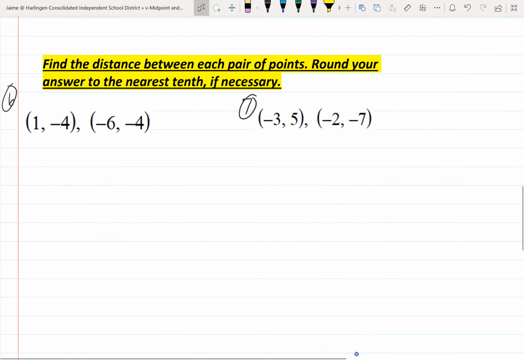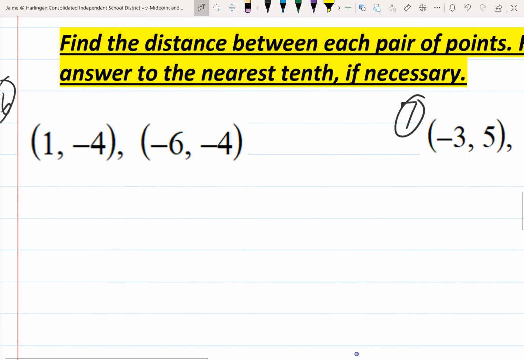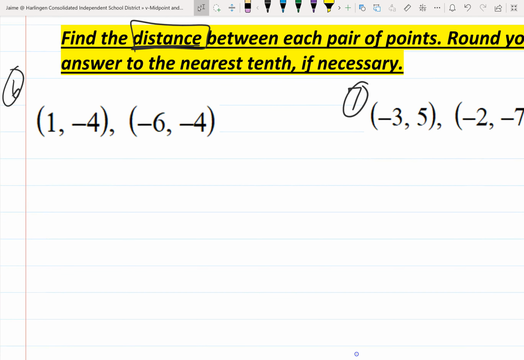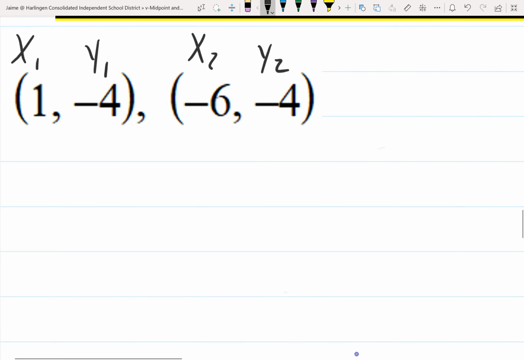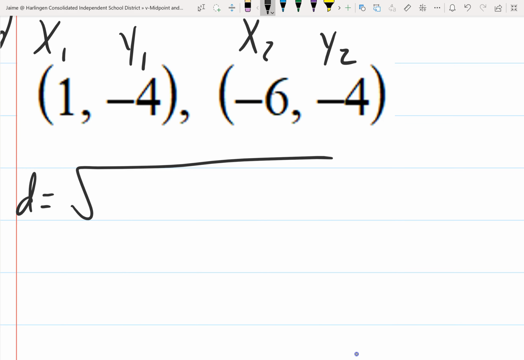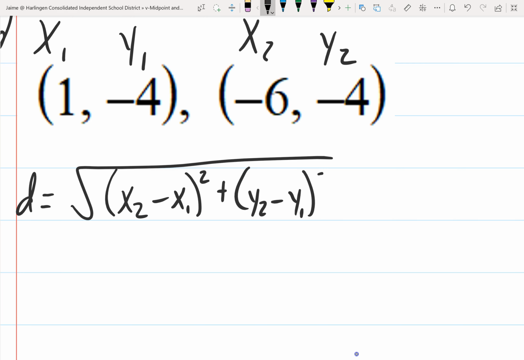Right. 6 and 7. To find the distance, use the distance formula. So real quick, I'm going to label these: x1, y1, x2, y2. Now the distance formula. The distance is equal to the square root of x2 minus x1 squared plus y2 minus y1 squared. Again, the calculator will do all this for you. You just have to plug in the numbers correctly.